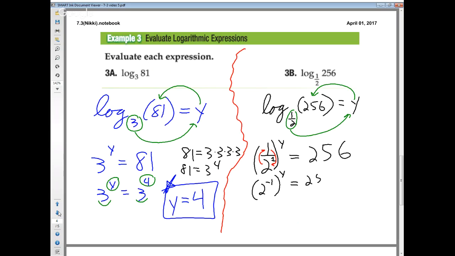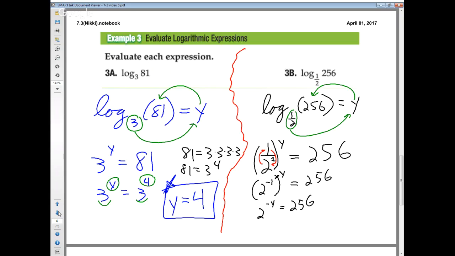And then while we're at it, we still have 256. And 2 to the negative 1 is still raised to the power of y. Let's multiply those two exponents. So we'll get 2 to the negative y equal to 256. Okay, so we no longer have our fraction.